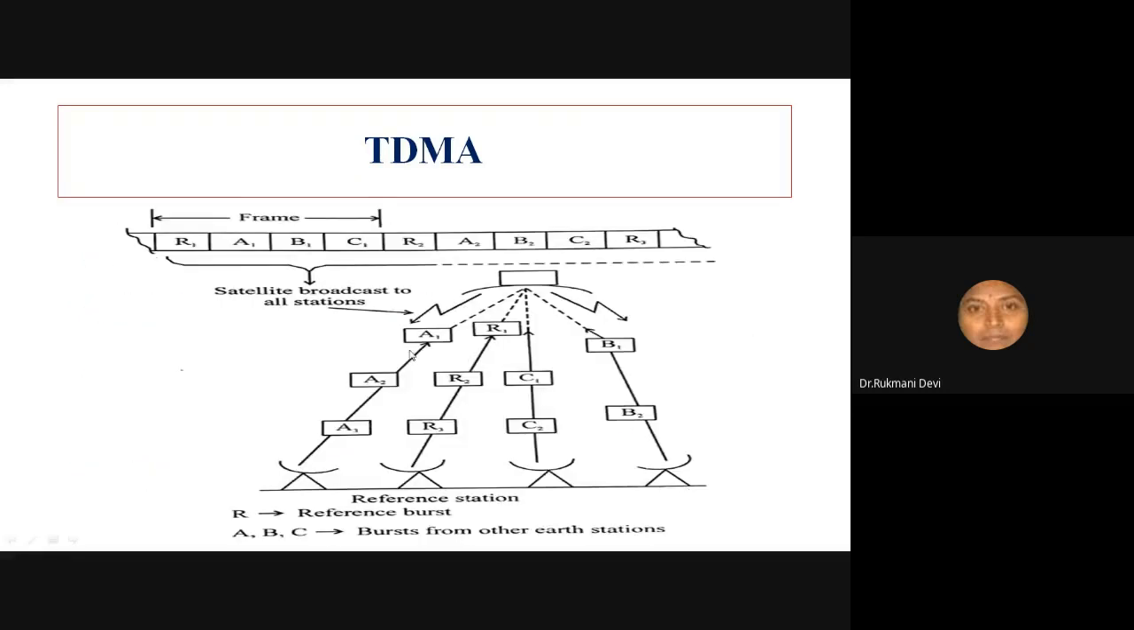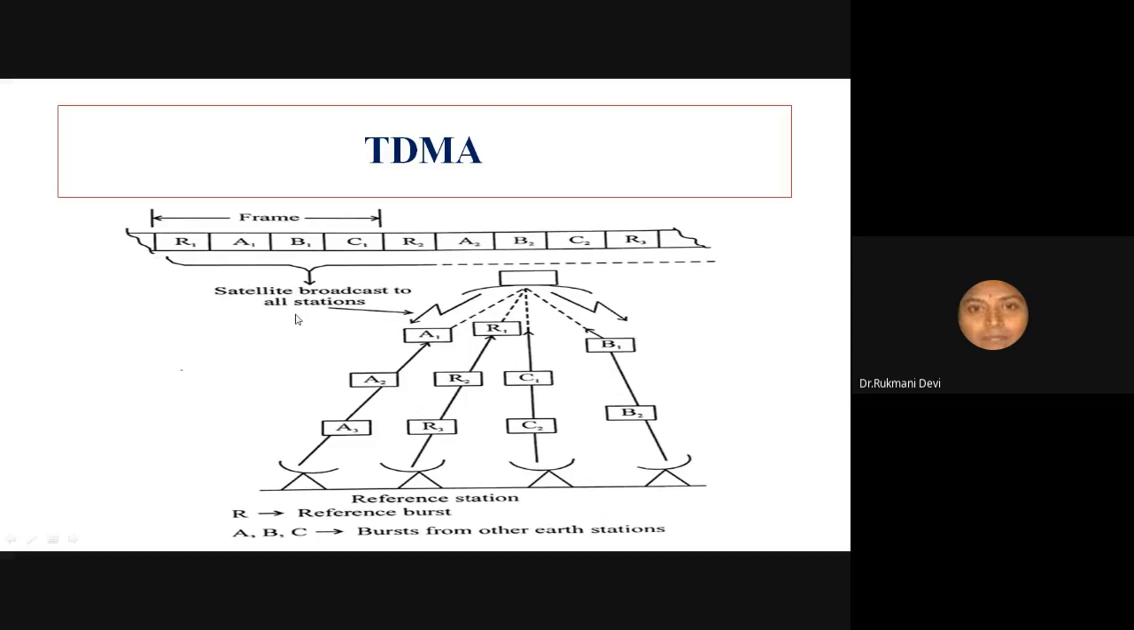In time division multiplex, the frame is represented here: R1, A1, B1, C1. Similarly, R2, A2, B2. It is divided into time slots. Each frame consists of R, A, B, C. R is the reference burst signal, and A, B, C are the bursts from other earth stations. This is one earth station, this is R, the reference earth station, and this is earth station A, B, C.